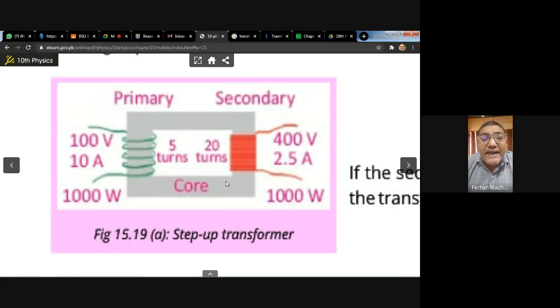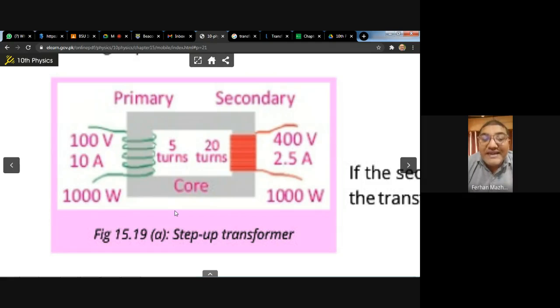So the magnetic lines which are passing through the secondary coil are changing. Once they travel anti-clockwise, and the next moment they travel clockwise. Their direction is changing, their magnitude is changing.